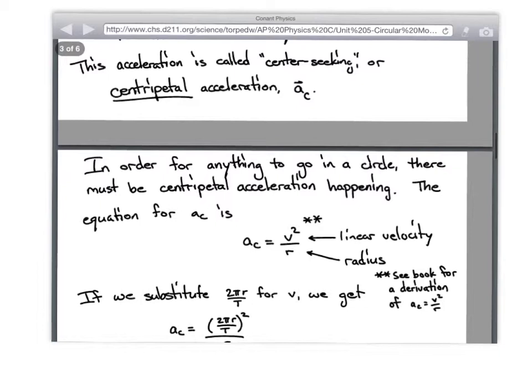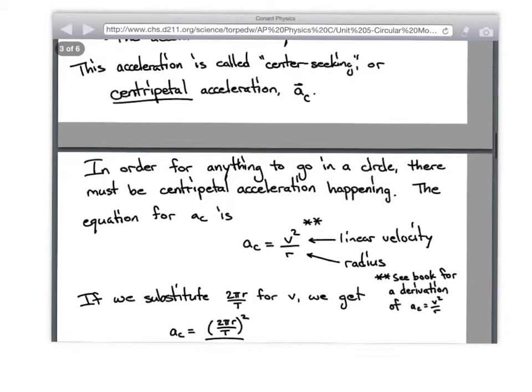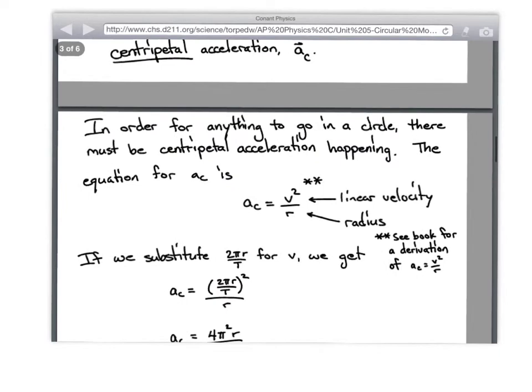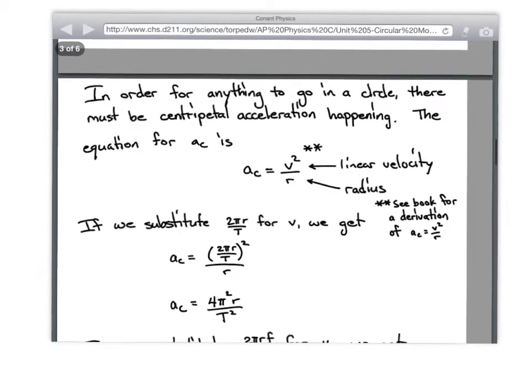Okay, so if instead of writing v, what could we write instead of v? 2 pi r over t. So we could have centripetal acceleration is 2 pi r over t, squared, over r. What happens if you do that? You get 4 pi squared r over t squared.